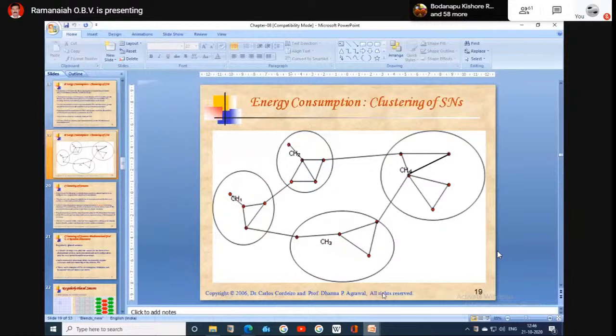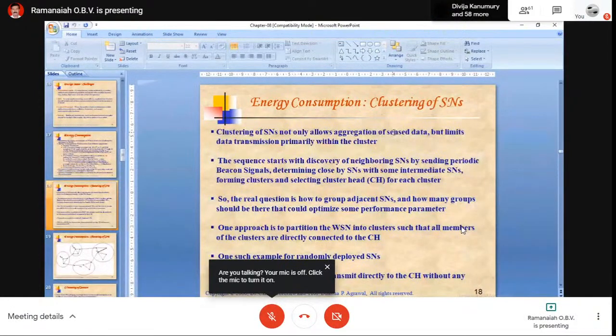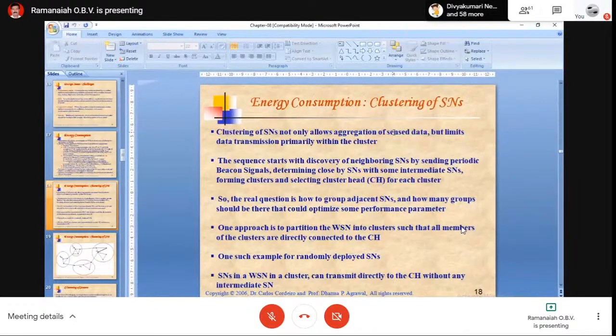So now, another thing is how to be energy conscious. This is the theory behind this. One thing is organizing the network hierarchically. If you take our JNTU campus, there are 1,000 students, let us say. How to manage these 1,000 students? There is some hierarchy. These students, there is a hierarchy.